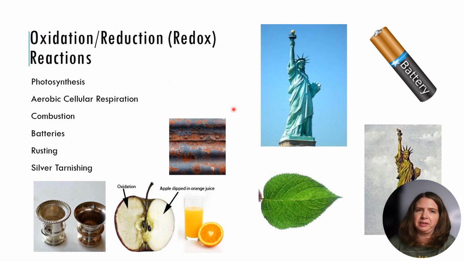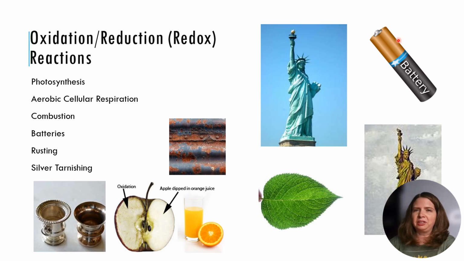We'll explore redox reactions, short for oxidation reduction reactions. These are chemical reactions that involve the transfer of electrons. Examples of redox reactions in everyday life include photosynthesis, where plants convert carbon dioxide into sugars for energy, and aerobic cellular respiration, where animals break down sugars to release carbon dioxide.